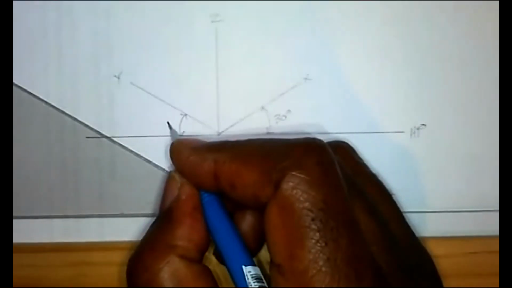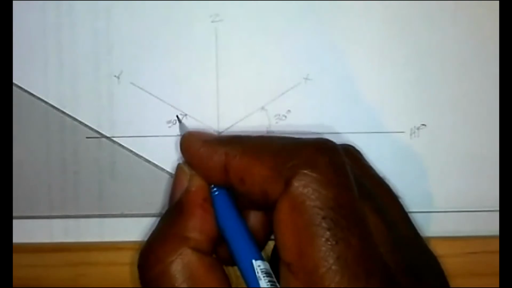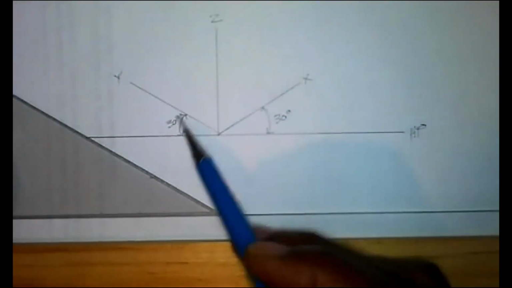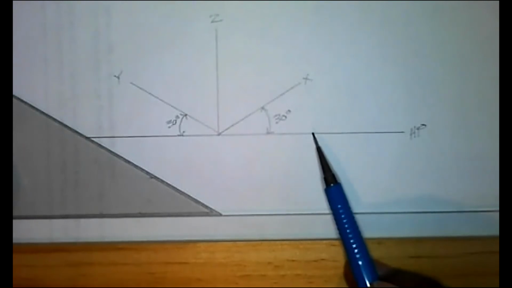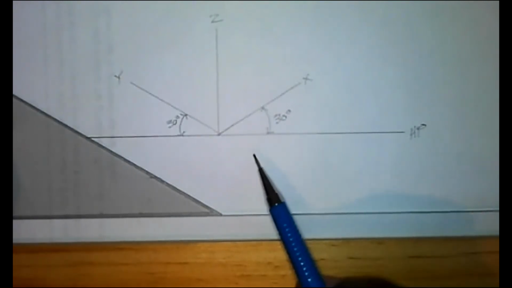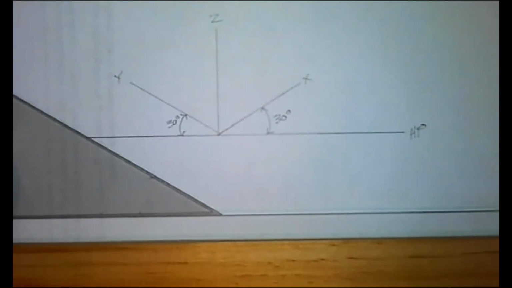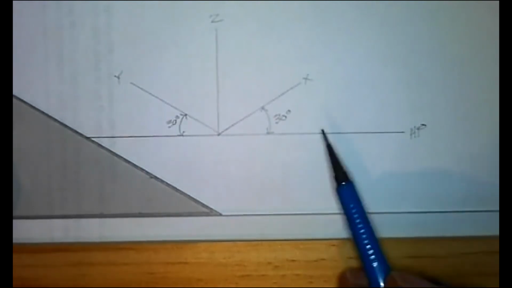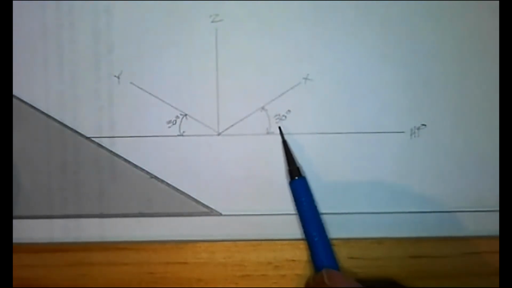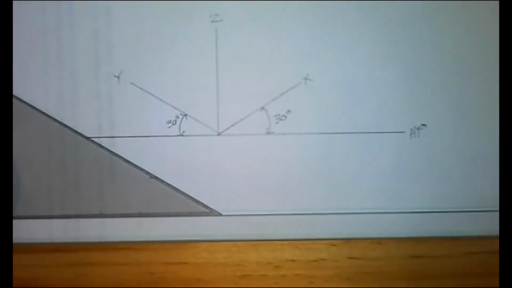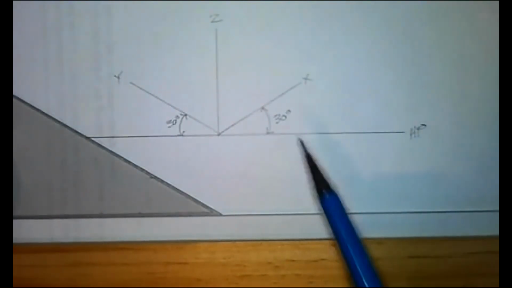Now, the isometric drawing is a type of parallel line drawing. But what makes it isometric is this 30-degree inclination of both the x and y axes from the horizontal plane. If this angle was anything other than 30 degrees, it would be a different kind of parallel drawing, but it would not be an isometric. What makes it isometric, again, is this 30-degree inclination of the x and y axes from the horizontal plane.